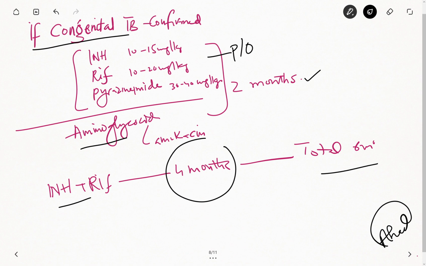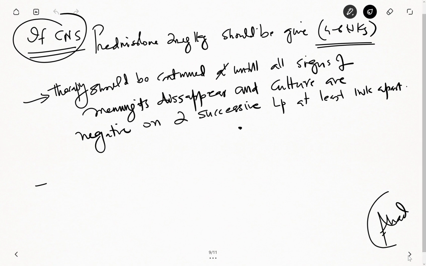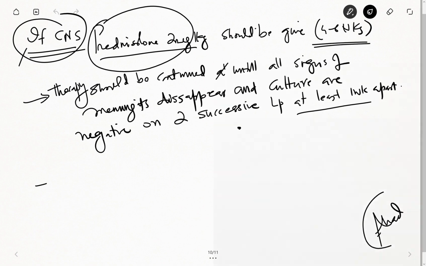The newborn is exclusively breastfed, and we also add pyridoxine to the regimen. Okay, if he or she has meningitis, we also add prednisolone 2 mg per kg, not exceeding 60 mg per day. It should be given for 4 to 6 weeks, and therapy should be continued until all signs of meningitis disappear and cultures are negative on 2 LPs at least 1 week apart. Similarly, prednisolone can also be given in disseminated TB and other types of severe tuberculosis infection.